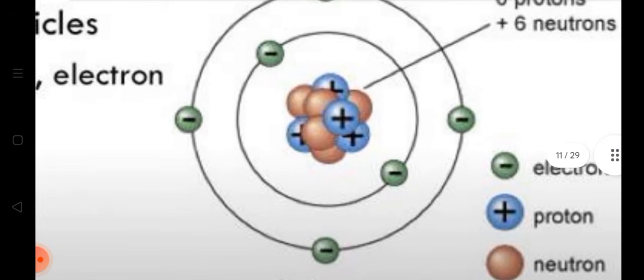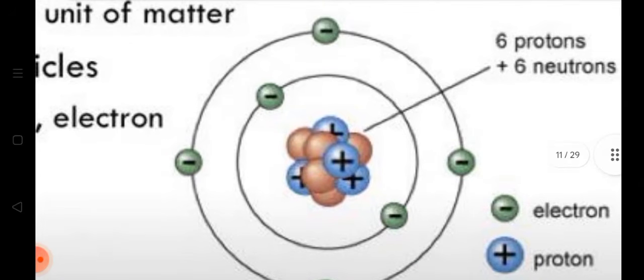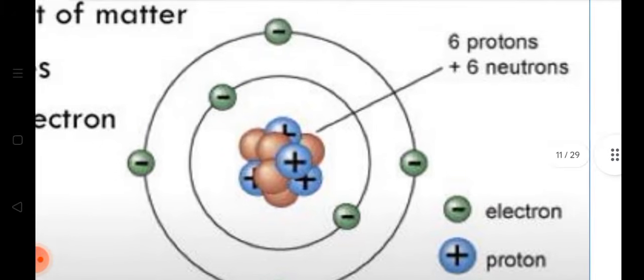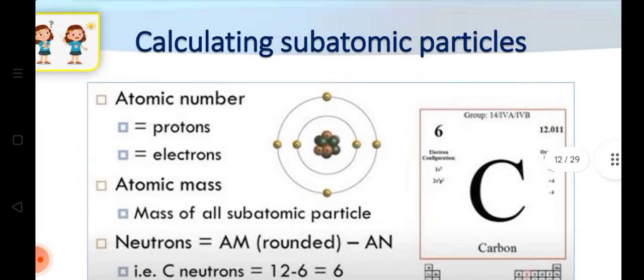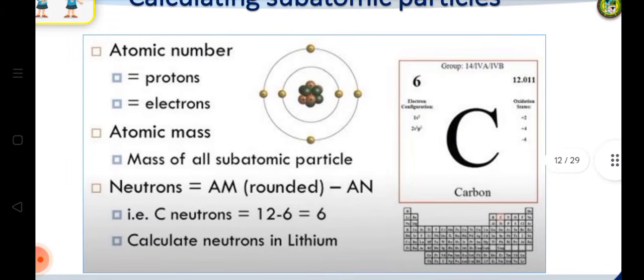okay? And surrounding the nucleus is the electron cloud region containing the electrons. So don't forget, okay? The nucleus contains protons and neutrons, and they are at the center, while surrounding the nucleus is called the electron cloud region composed of electrons. Okay, then we have here atomic number. Atomic number is equal to the number of protons. But in the case of neutral atoms, protons is also equal to electrons.